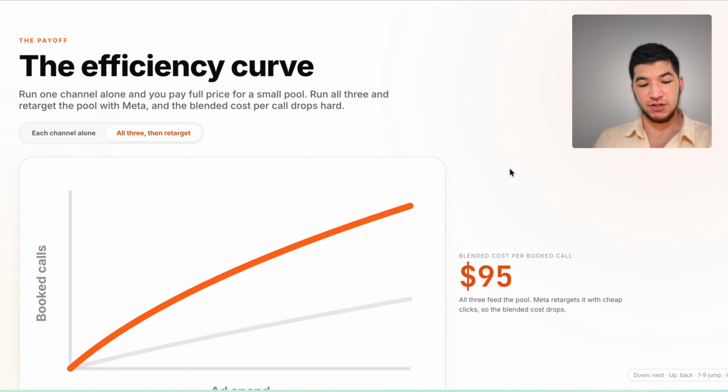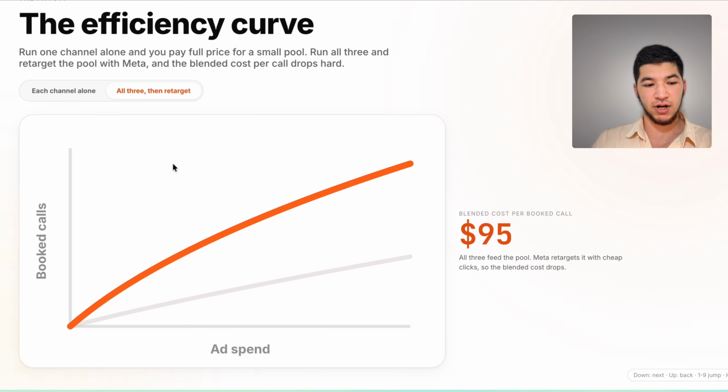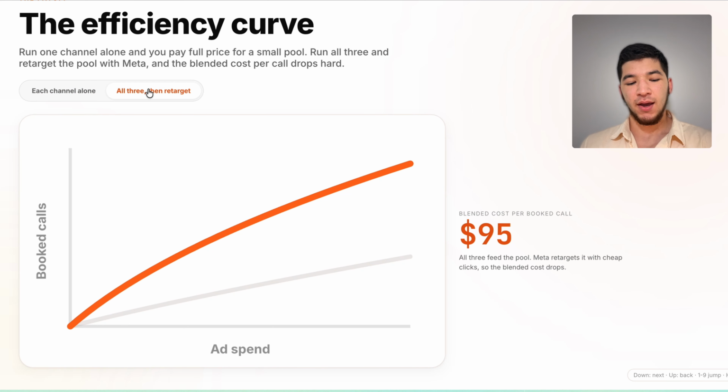So here's the efficiency, right? So here's what happens when you start blending retargeting. This is what happens when you just run Google ads and Meta ads and LinkedIn ads, right? That steep line. Your cost per booked call is like $220. Once you introduce retargeting after enough time, this is what happens, right? $95 average cost per booked call. And your booked calls per ad spend skyrockets.